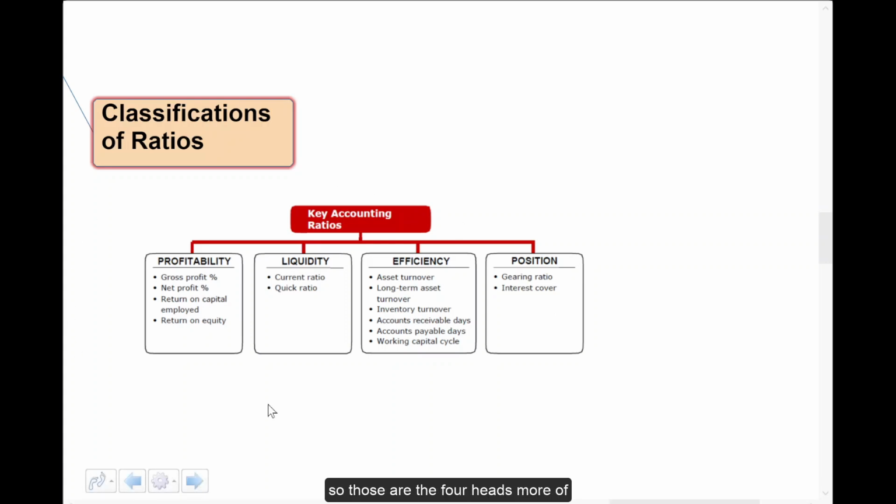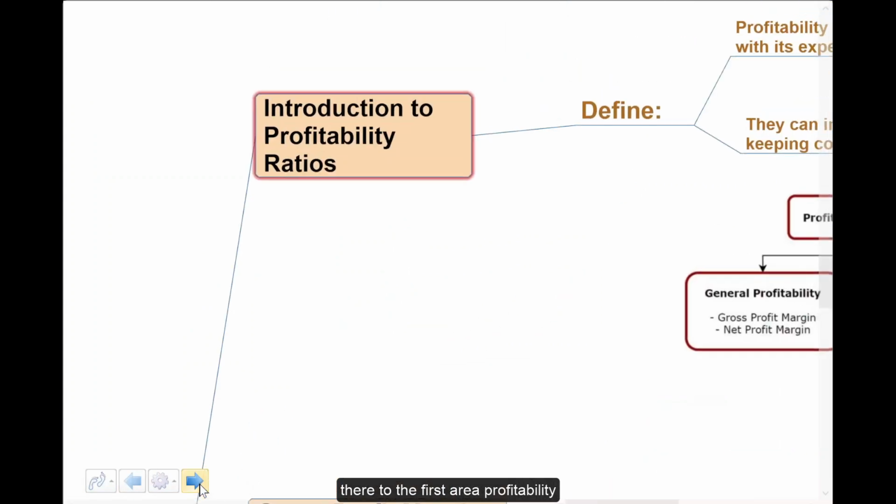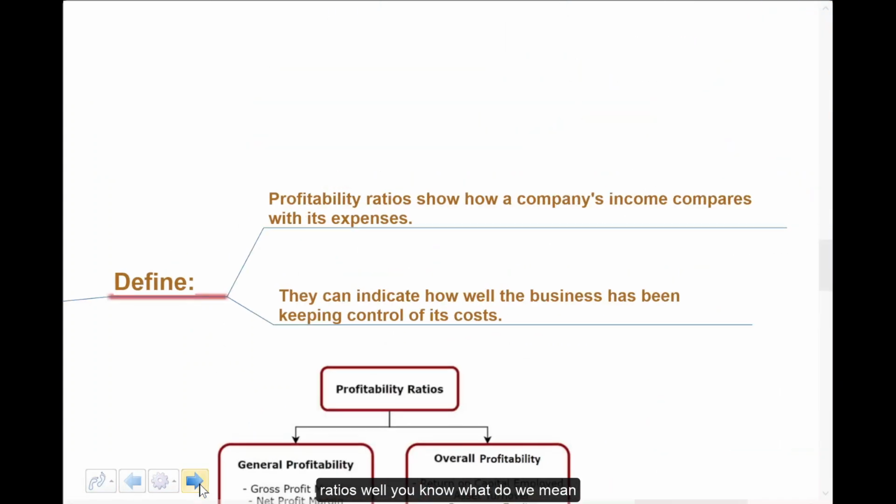So those are the four heads. More of those in a moment as we roll through this particular mind map. Now, moving from there to the first area, profitability ratios. Well, what do we mean? Well, we know we're talking about a comparison between income and indeed expenses.